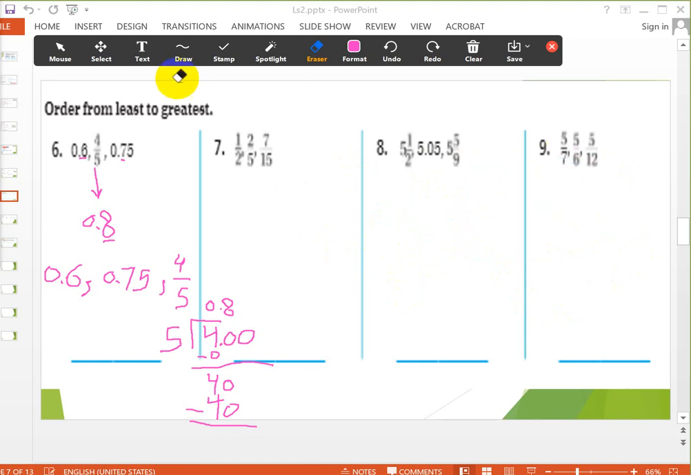Okay. If I want to compare between 1 over 2, 2 over 5, 7 over 15. Here I have those numbers as fractions. So to compare between the numbers, first I have to make denominators the same or numerators the same. Look, if you want to make denominators the same, you have 2, 5, 15. So that means I have to find the common factor for those numbers. What is it for 2, 5, 15?